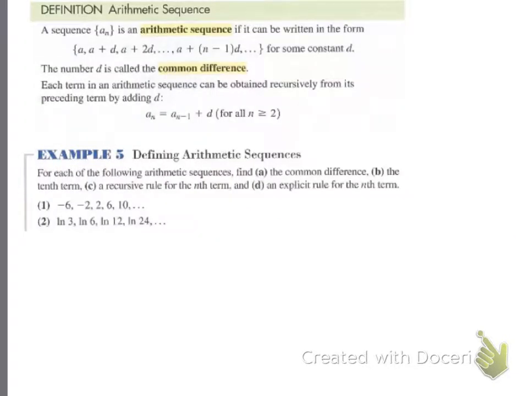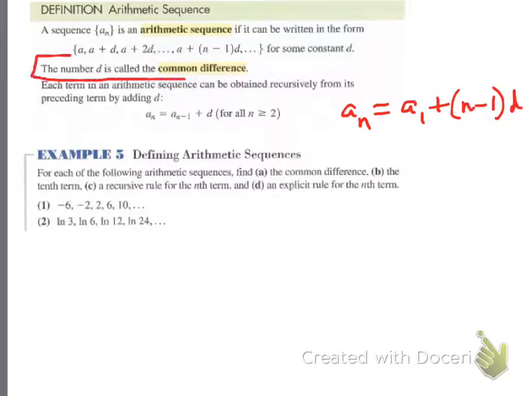Okay, arithmetic sequence. Now, this is the formula. They do a lot of different things here. Here's the formula: a sub n equals the first term plus n minus 1 times d. Now, the number d is called the common difference. So it's either the number that it goes up by every time or the number it goes down by every time.